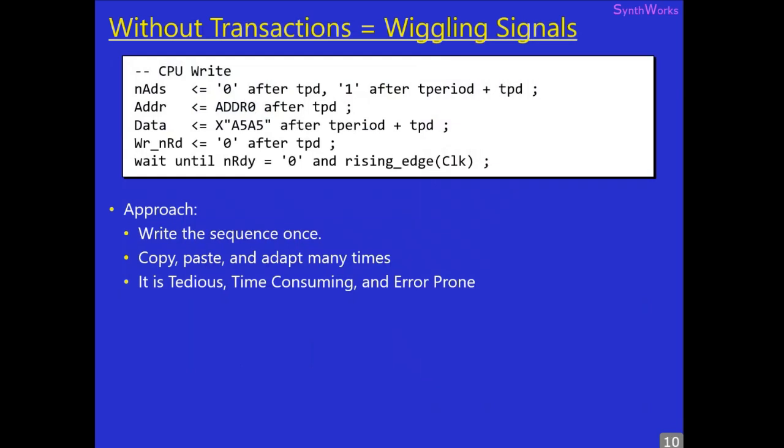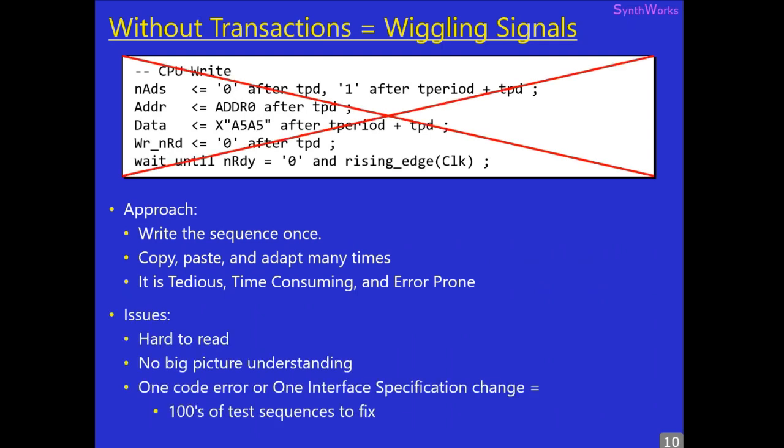If we're not using transactions, we're typically doing signal wiggling. This is time consuming, tedious, and error prone, and the big issue is that one code error or one spec change and your whole test bench is broken. You have to go out and fix hundreds of sequences, and it doesn't go easy. Been there, done that, don't want to do it again.